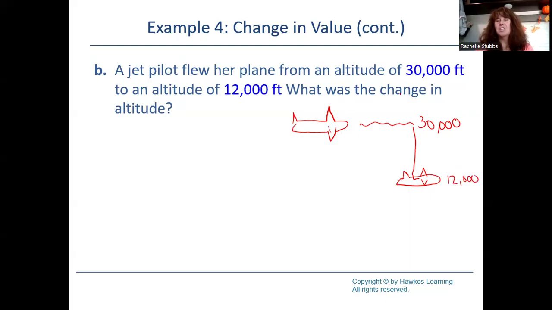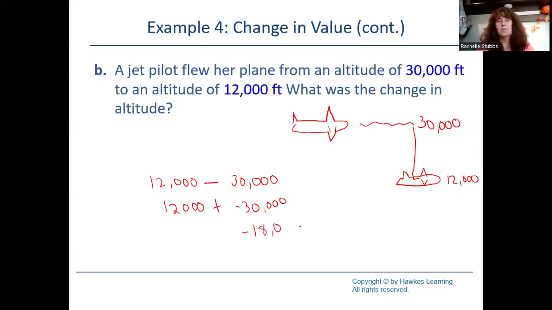So it says what was the change in altitude. We know it's going to be a drop. So let's put where we ended, 12,000, ending, subtract our beginning. Well, that's really 12,000 plus the opposite of 30,000, which is a negative 30,000. And we're going to end up with a negative 18,000.